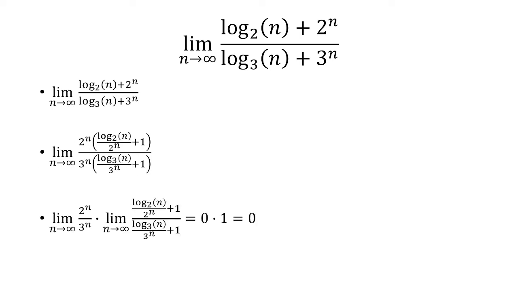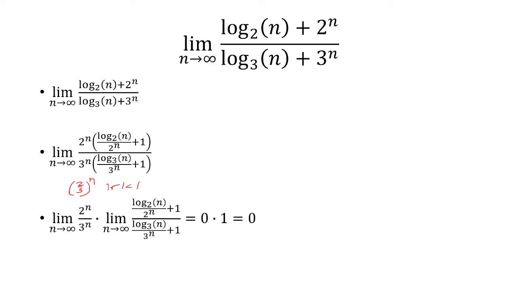We have 2 to the n over 3 to the n, which I can factor out the exponent and just have (2 over 3) raised to the n. And then we have the rest here. Notice that (2/3) to the n is geometric with ratio less than 1. So the absolute value of the ratio is less than 1. Here it's 2/3. So we know that this limit is going to go to 0.